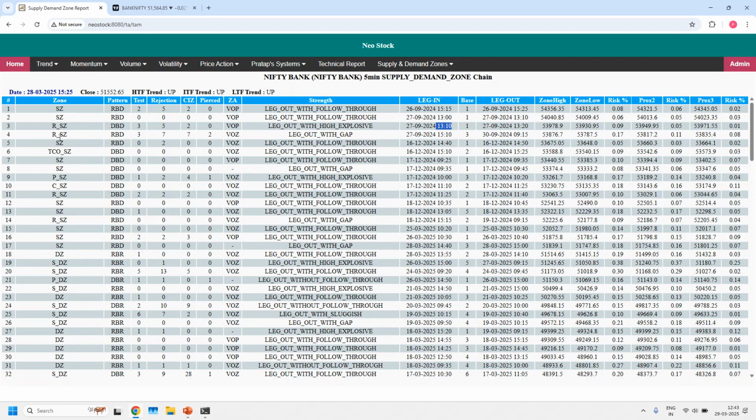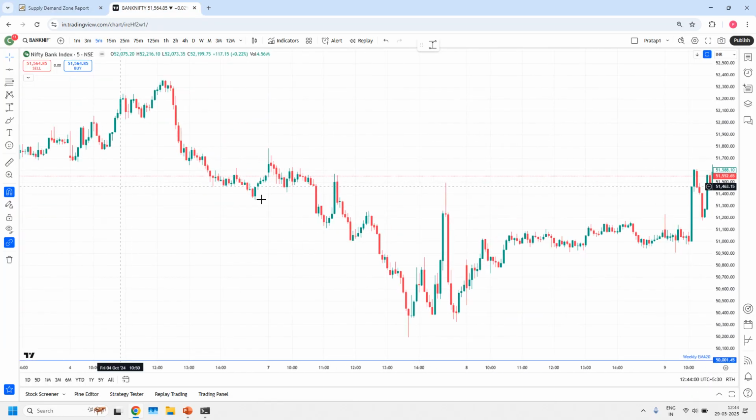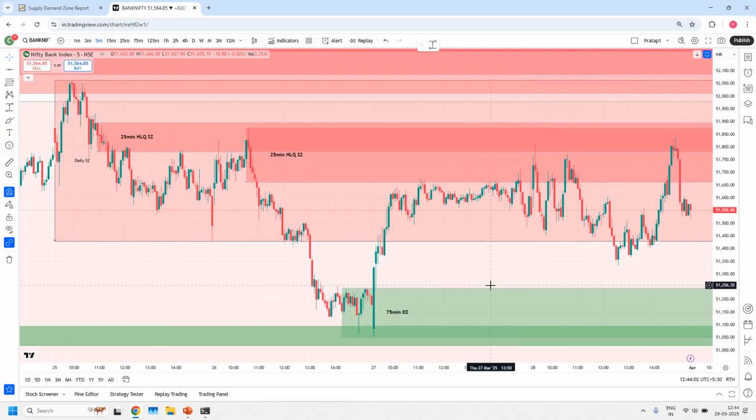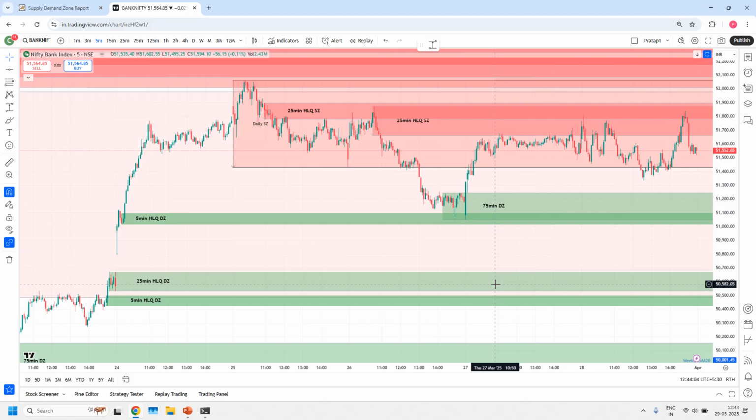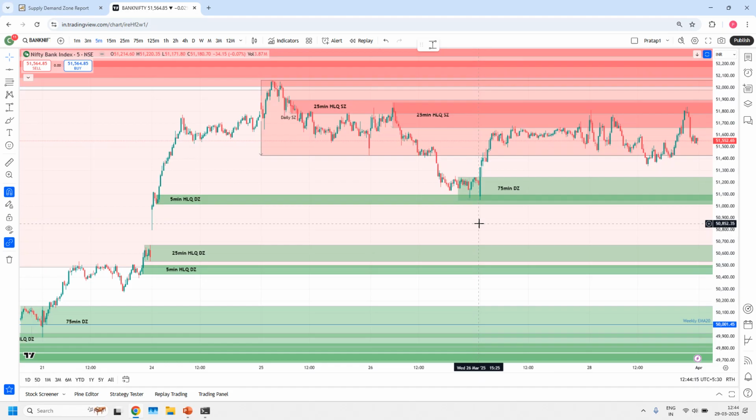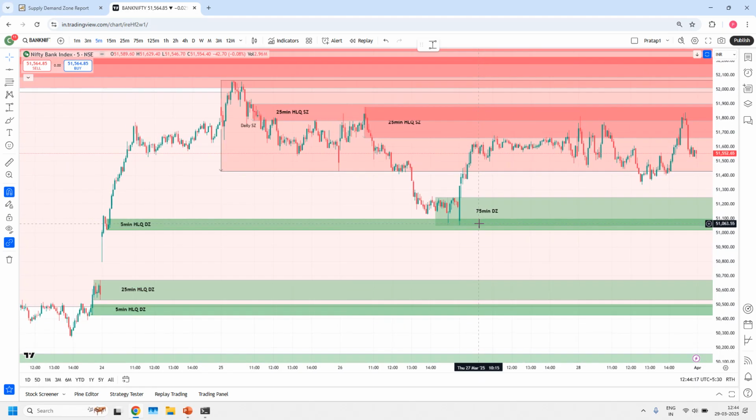So draw the remaining demand and supply zones. There could be some fine-tuned zones in one of the HLQ zones we identified. So this is how you analyze the chart, Nifty or Bank Nifty. Then you start planning your trades once prices are entering into those 5 minute zones. And another beauty is these 5 minutes high liquidity zones will be giving you profits up to 15 minutes target zones many times. I am not saying always, but many times.